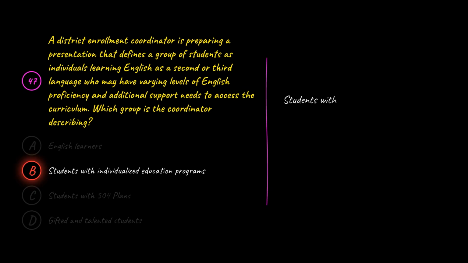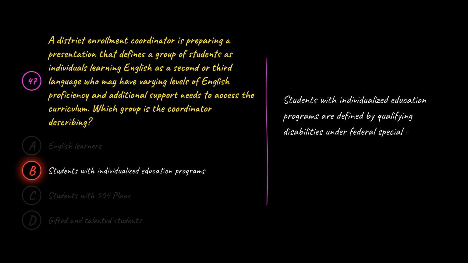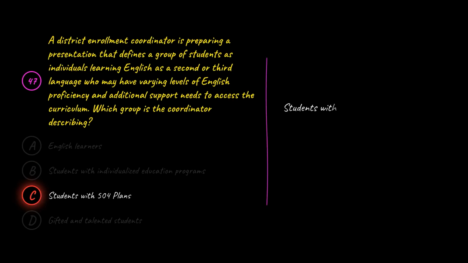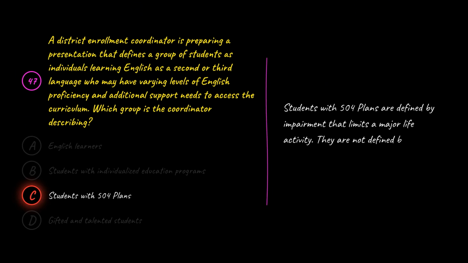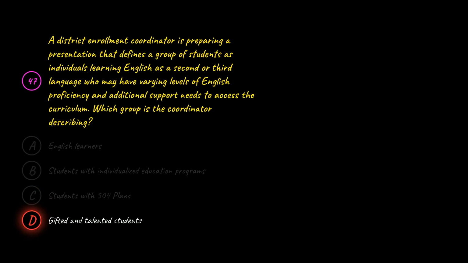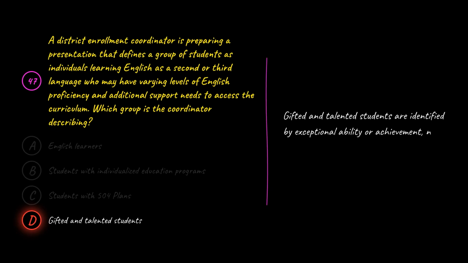B is wrong because students with individualized education programs are defined by qualifying disabilities under federal special education law. Language acquisition is not the primary qualifier here. C is wrong because students with 504 plans are defined by impairment that limits a major life activity. They are not defined by language background. D is wrong because gifted and talented students are identified by exceptional ability or achievement, not by English language acquisition.